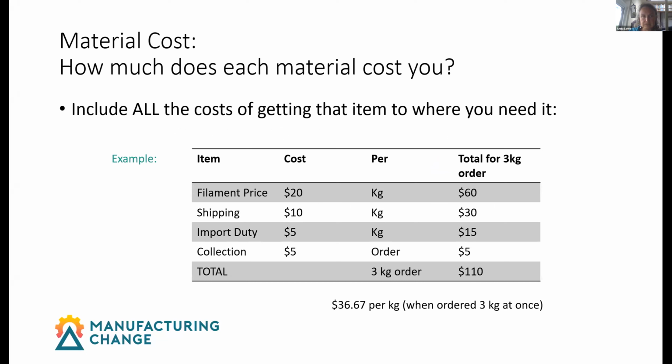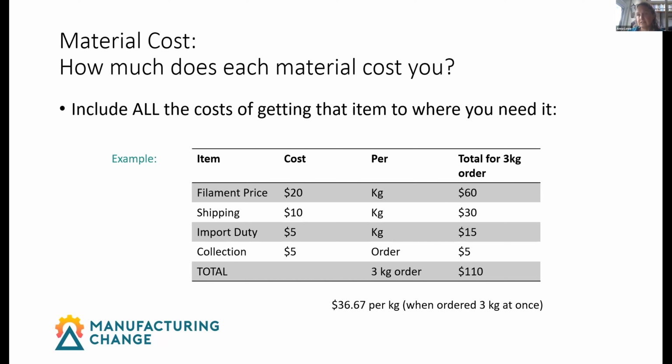So starting off with the cost per unit, you need to think about all of the costs of getting that material to where you need it. As an example, if you're going to 3D print something and you're buying filament, you're importing filament, say from China to your country, the price that the filament supplier tells you, the price per kilogram, is not your cost per kilogram, okay? That's just one element of it, because you also need to pay for shipping to get it to you. You may also need to pay import duties.